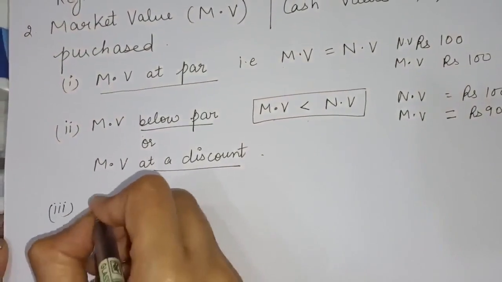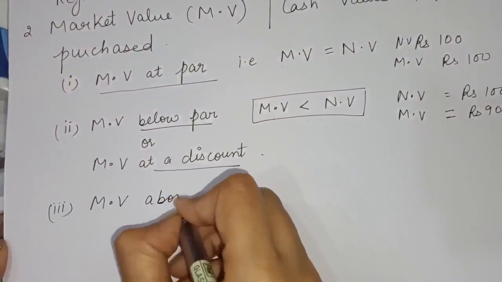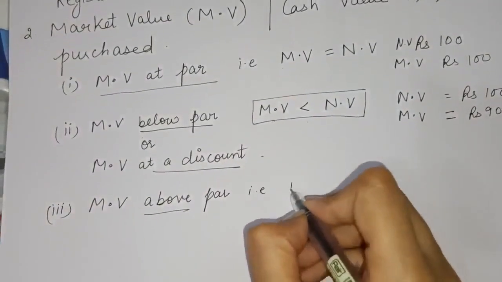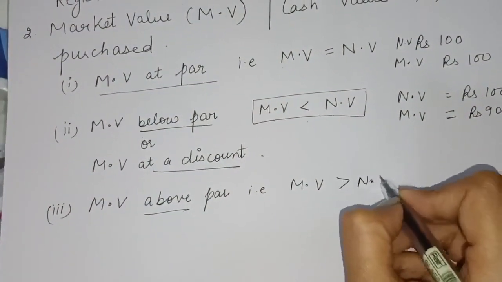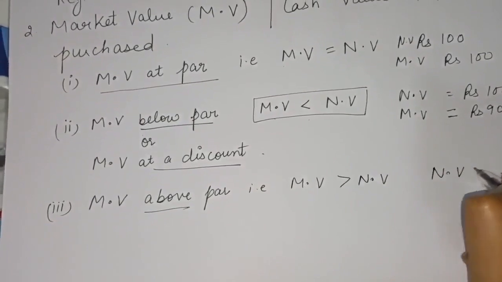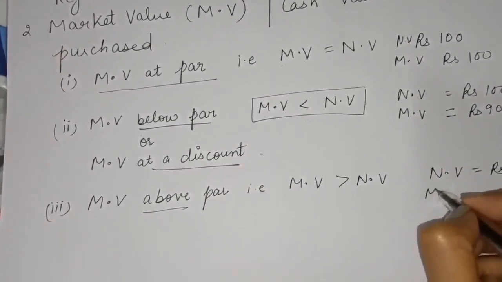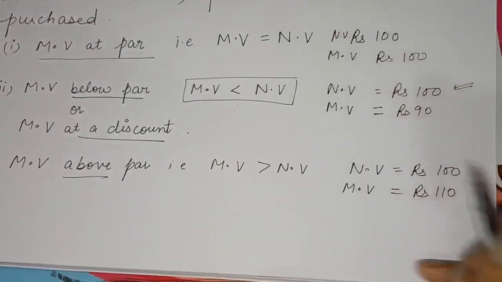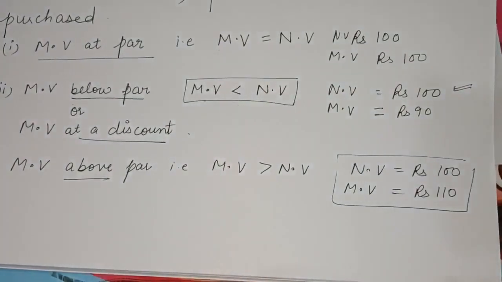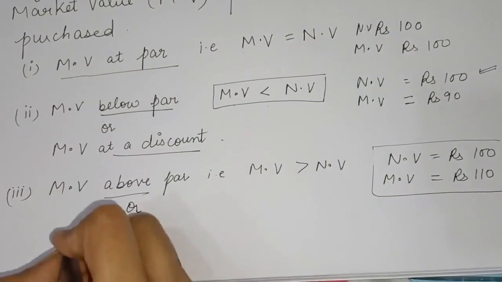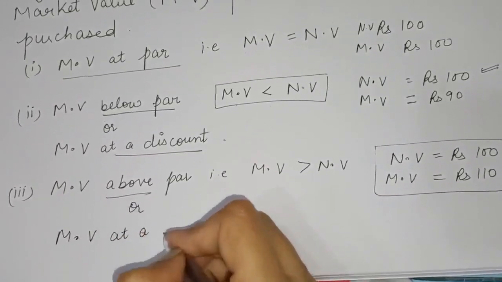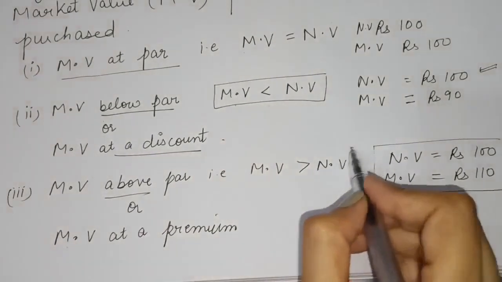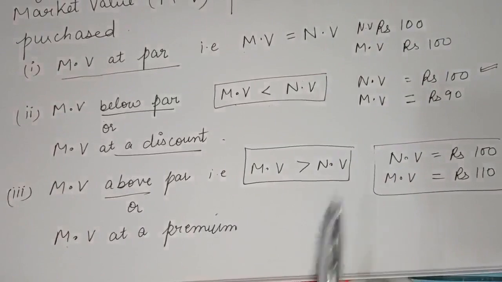Third one is market value above par. So above means something more. So that means when market value is greater than nominal value. Like suppose NV is 100 and market value or MV is rupees 110. So in this case MV is above par, or the other terminology for this one is MV at a premium. So MV at a premium means in this case market value is greater than nominal value.